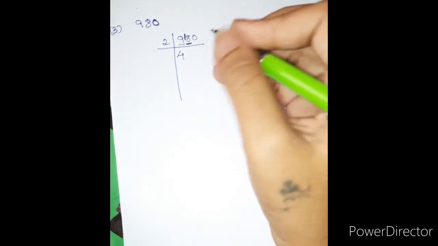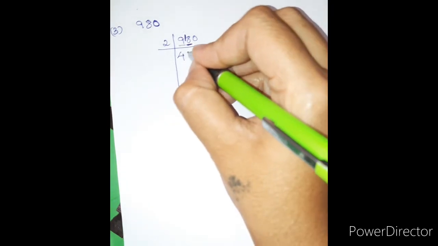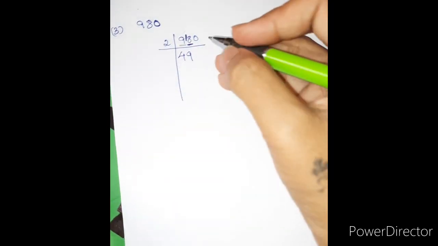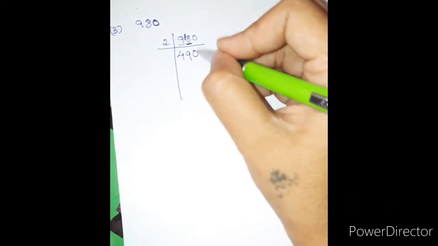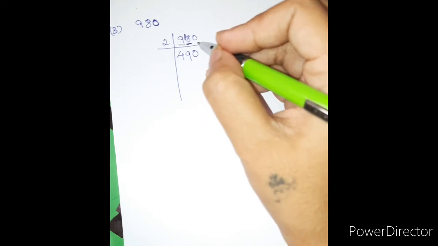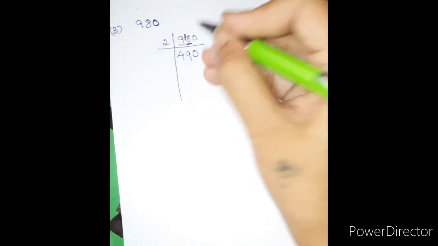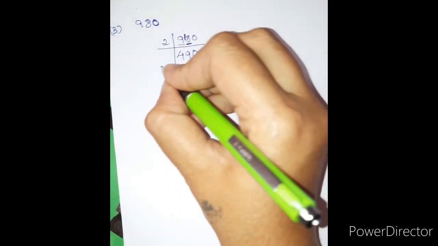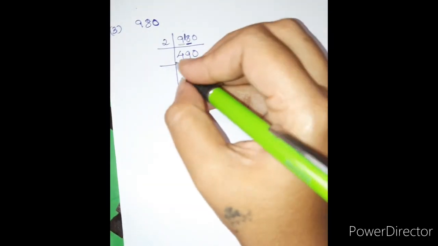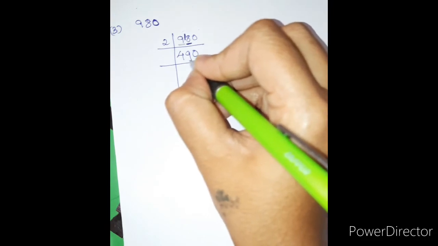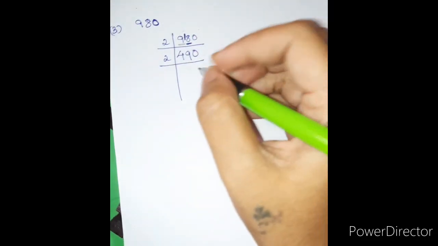18 is there in the table of 2? Yes. How many times? 2 9s are 18. Now 2 zeros are 0, or the 0 follows down because it doesn't have any value. Okay, now we have 490 with us, so we have to solve again with prime factorization. Still it is an even number. You can take the table of 2 to solve.